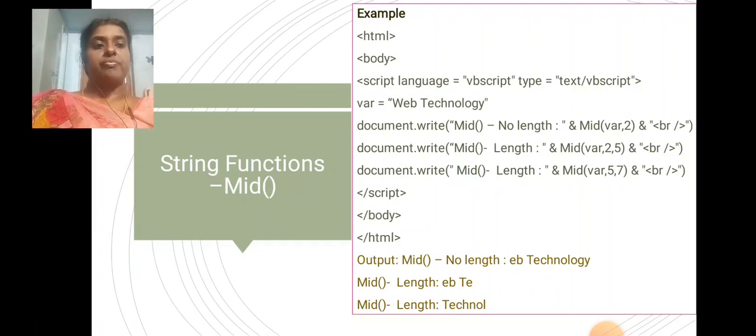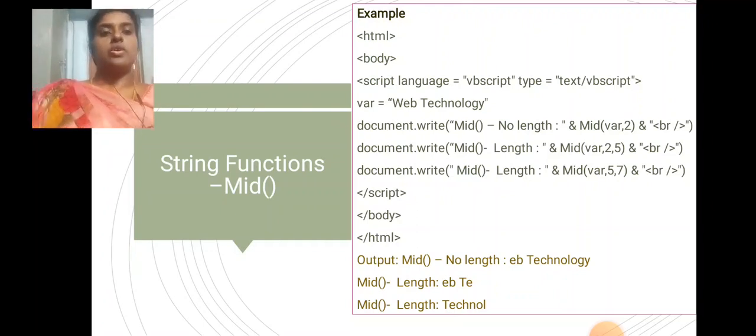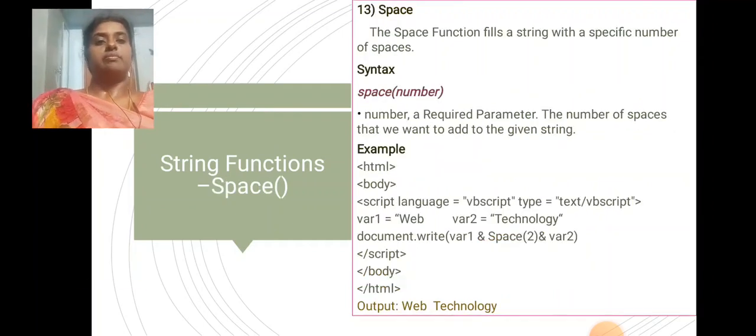Third is the same mid function, the same variable, but you would like to start the extraction from the fifth character. From the 5 you want to extract 7 characters. So the fifth character in web technology is T, from T up to the first 7 characters. So the result will be technol. So this is how your mid function will work.